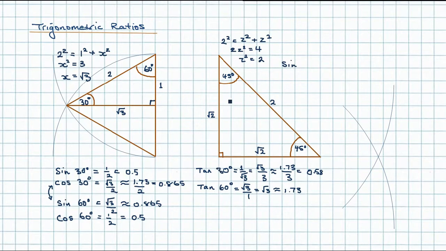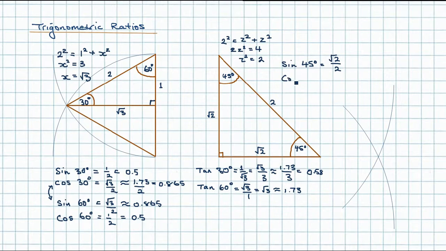So we're now in a position to work out the sine of 45 degrees. Sine of 45 degrees is equal to what? Well, opposite, if we use this angle here, opposite, which is root 2, divided by the hypotenuse, which is 2. So sine of 45 is root 2 over 2.